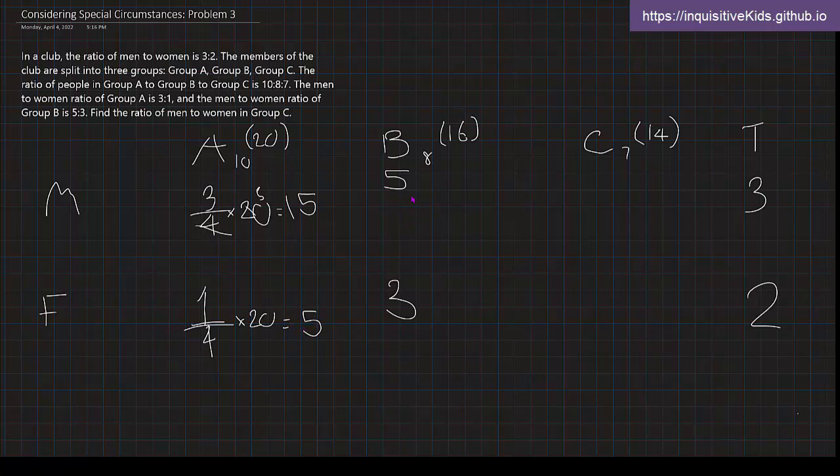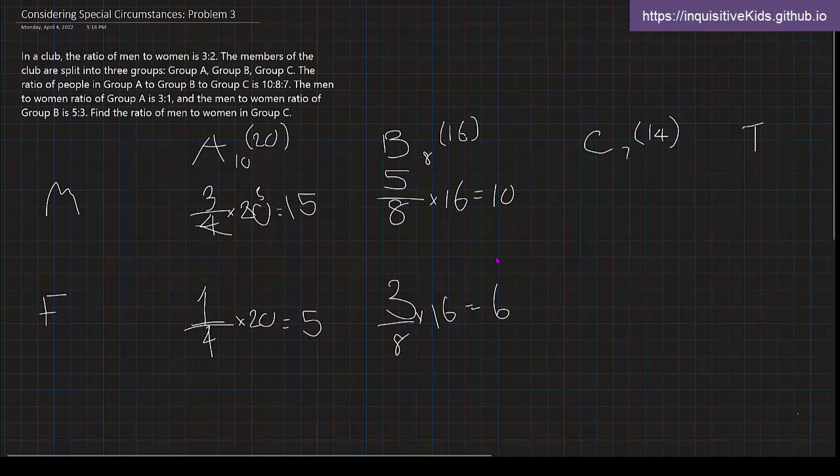Over here, what is the total amount of parts or pieces? That would be 5 plus 3, 8. So 5 out of those 8 parts are men, and 3 out of those 8 parts are women. And why I'm multiplying 16 to each of these is because the total amount of people is 16. So this gives us 10, and this gives us 6. Okay, so 10 men and 6 women.